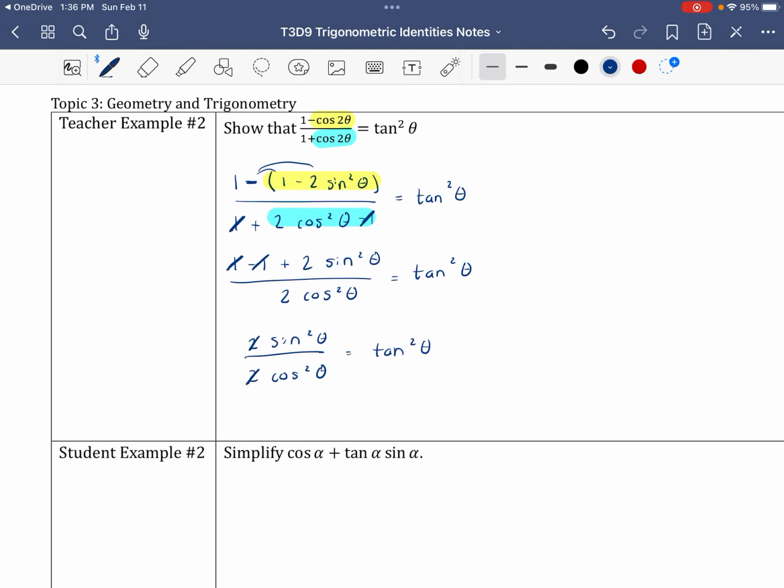And then I have a 2 that's dividing by 2. So now I just have sine squared theta over cosine squared theta, which equals tangent squared theta. And I know that's true because sine over cosine equals tangent. So I've just shown that tangent squared theta equals tangent squared theta.